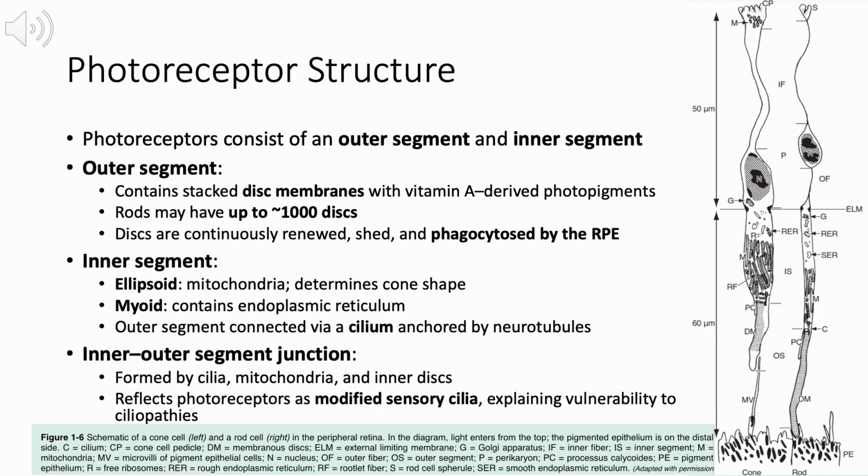The accompanying schematic illustrates a cone photoreceptor on the left and a rod photoreceptor on the right within the peripheral retina. The outer segments, located more towards the bottom of the screen, are depicted as elongated structures containing membranous discs labeled as OS, adjacent to the pigment epithelium. The inner segments, labeled as IS, include the ellipsoid region with mitochondria and the myoid region containing endoplasmic reticulum. The connecting cilium, labeled C, links the inner and outer segments.